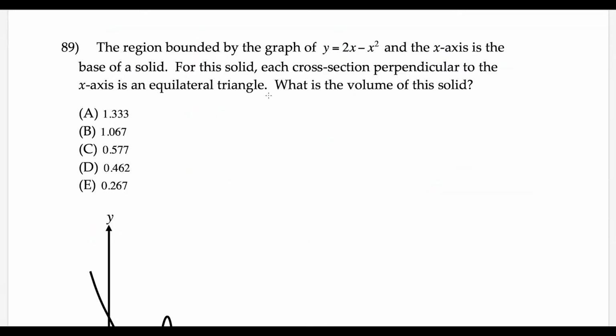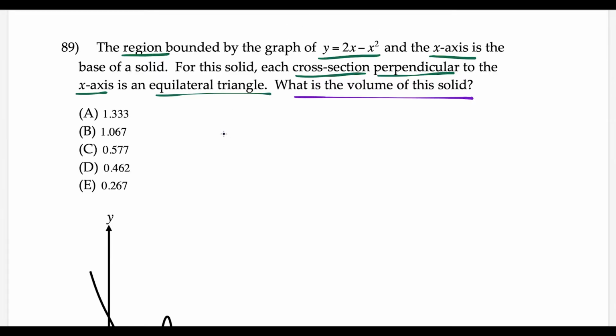Question 89 is a Cavalieri's principle question, and we have a region bounded by this equation, the x-axis, and that's going to give us, once again, our region for the base of our solid. And for this solid, each cross-section perpendicular to the x-axis is an equilateral triangle, and we actually want to find what is the volume of the solid.